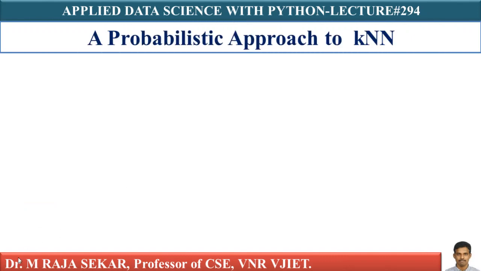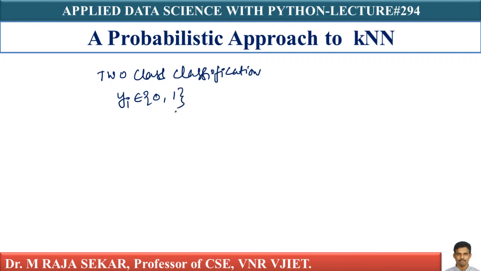In this lecture, we will try to understand probabilistic class label for the k nearest neighbor algorithm. If you take two class classification, what is this two class classification? I already discussed in my previous lectures where we have two classes. In the context of two class classification, I have two classes, that is 0 class and 1 class. I can say yi belongs to {0, 1}.